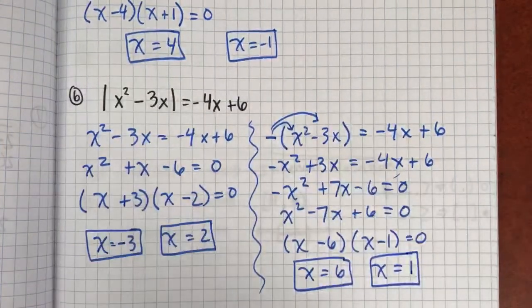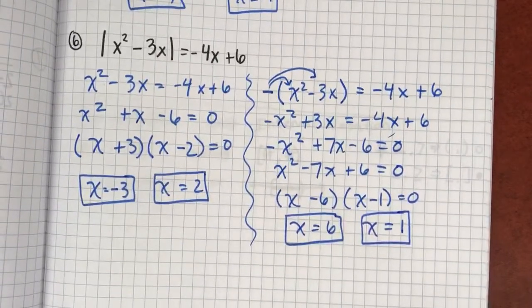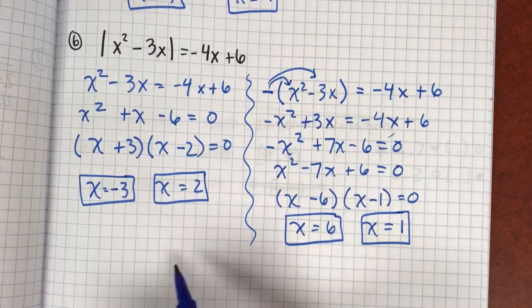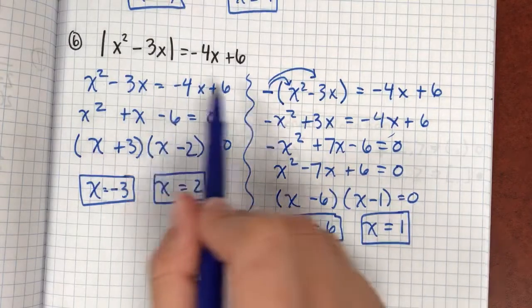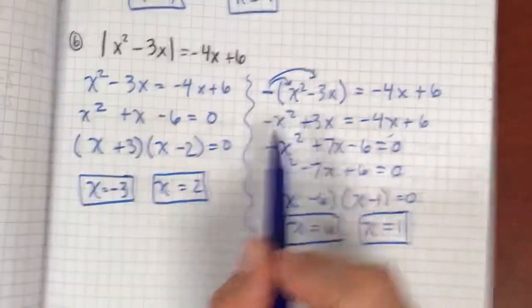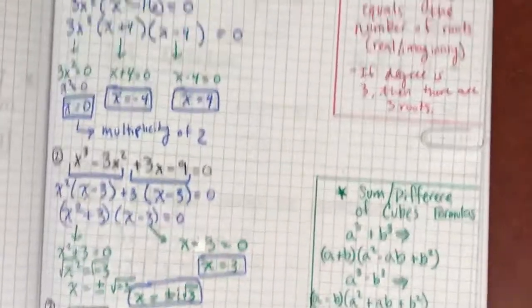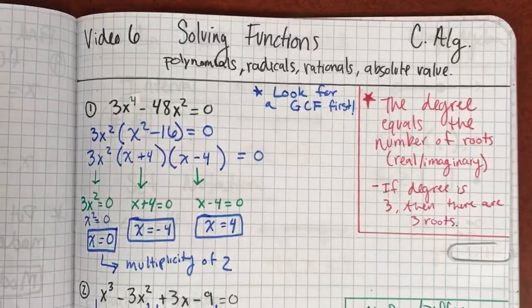Okay, so for absolute value, we actually have those 4 answers for this problem. Don't just try to find your answers and then flip the signs and call it good. We've actually got to flip our equation. All right, so this was solving all types of functions.